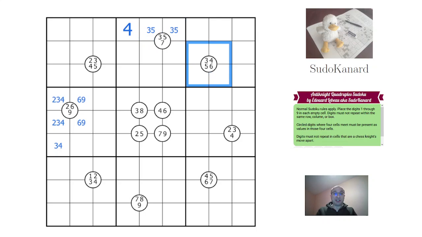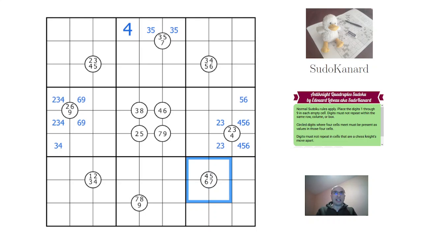Now something similar is happening here with 4, 5, and 6. 4, 5, and 6 are not here. So 4, 5, and 6 in this column must be here. 4 can't be here because of this quadruple. And now 2 and 3 must be here.